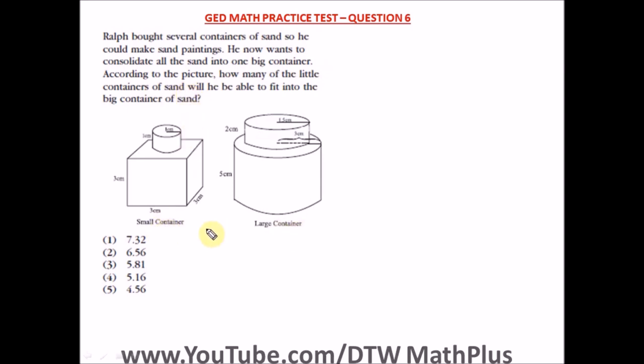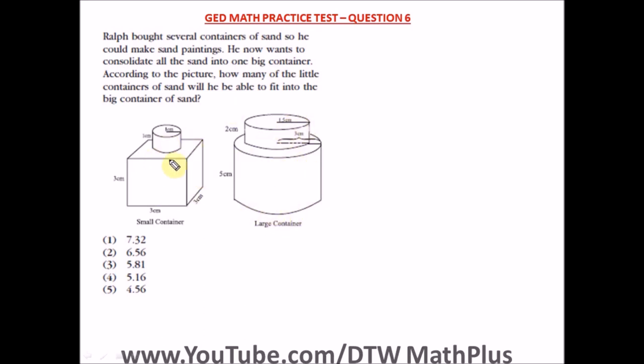Okay, this is a small container, this is a large container. How many of the little containers of sand will he be able to fit into the big container of sand? That means how much quantity of sand will he pour in here? That would fill the large container. Maybe when he fills this up and pours it in, it's not yet full, he has to fill this small container up again and pour into the large container, it might still not be full. So we need to know how many of the small containers of sand he needs to fill the large container.